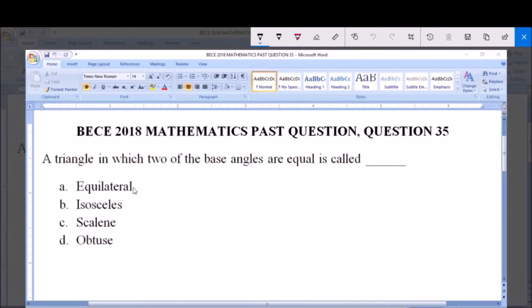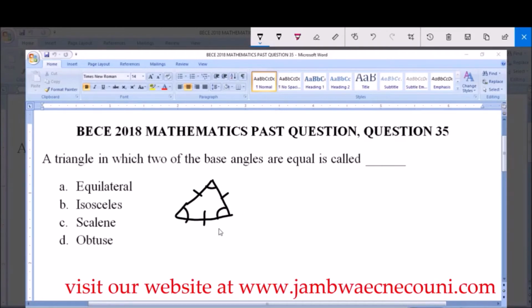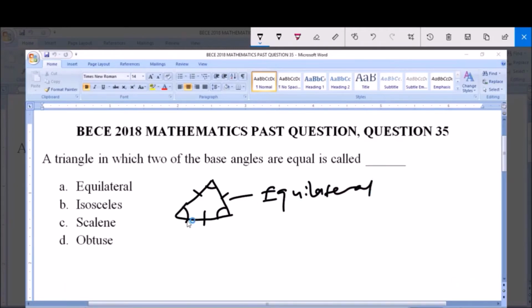Option A here says equilateral triangle. An equilateral triangle is something like this. It has all its sides equal, and therefore all its angles are equal. So it cannot be equilateral, because the question says a triangle in which two of the base angles are equal, whereas in an equilateral triangle all the angles are equal.